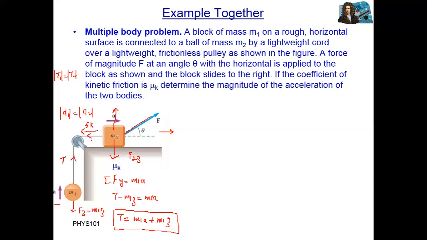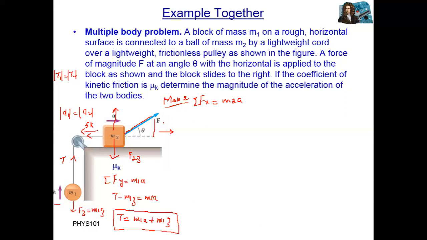So let's resolve all forces. All forces on mass number 1 along the x-axis. Okay, we consider mass number 2. How many forces along the x-axis? The sum of all forces on the x-axis equals m2a because there is acceleration. The force making angle theta has two components.